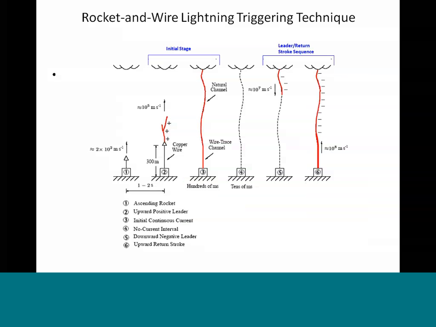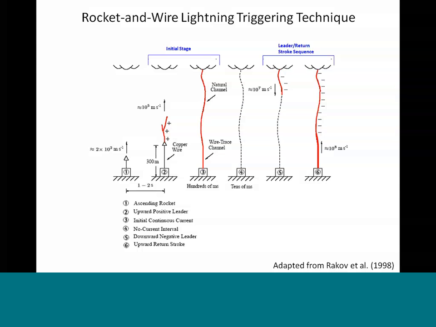So let's move to triggered lightning, the third case of lightning measurement systems. In triggered lightning, we have a rocket that is moving at a speed of about 200 meters per second upward toward the thundercloud, toward the charged thundercloud. And at a height of about 300 meters, this rocket initiates upward positive leaders. These leaders move at a speed of 10 to the power of 5 meters per second toward the thundercloud.